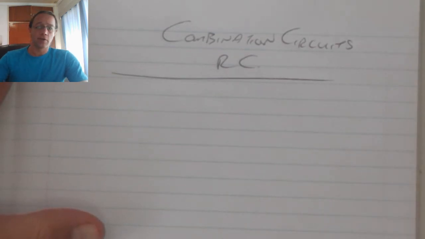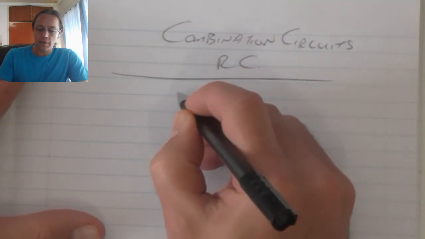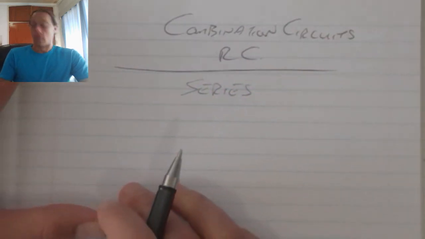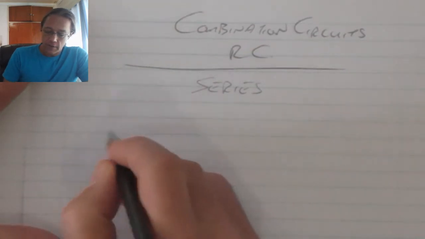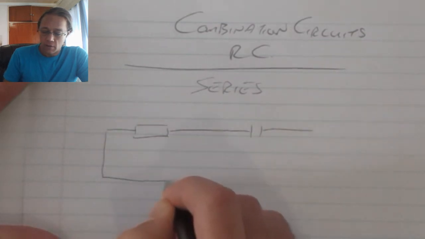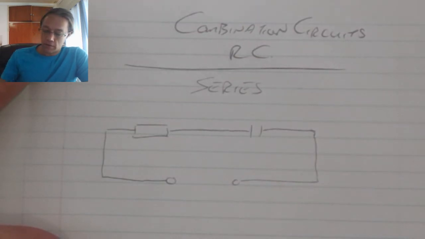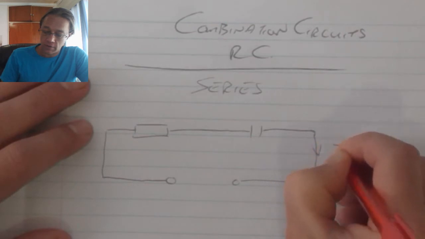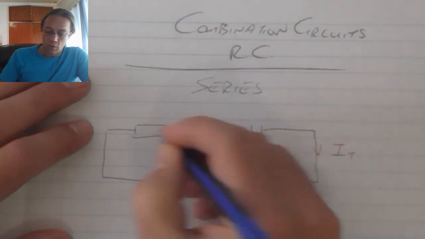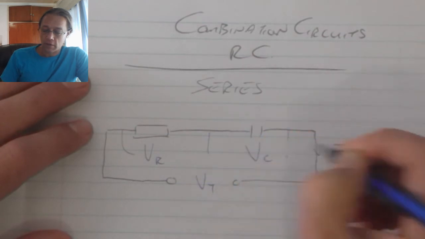Combination circuits, resistor and capacitor. When combining the resistor and the capacitor in series, we find that as a series circuit, the resistor and the capacitor, when connected to the supply at a certain frequency, will allow the same amount of current to flow through the circuit. The voltage will be divided across the resistor and the capacitor.